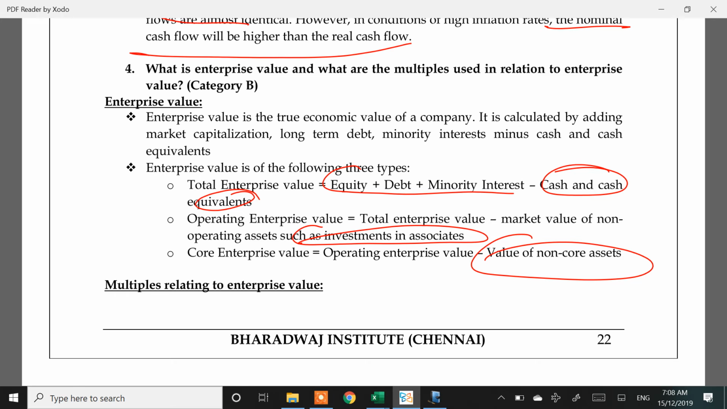So what we will do is we'll calculate the enterprise value to sales of Tata Consultancy Services, Infosys, Wipro, CTS, and then do a comparison to understand which companies are undervalued, which companies are overvalued. In order to do a comparison between two companies, EV to sales or an EV to EBITDA approach can really help me.